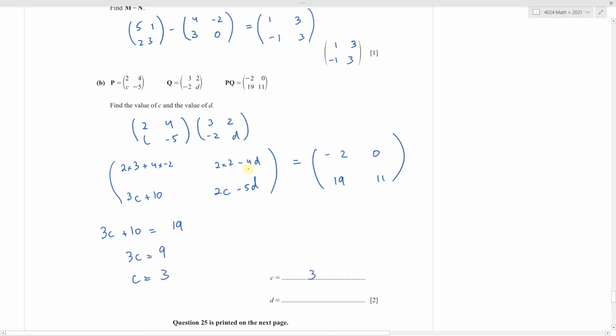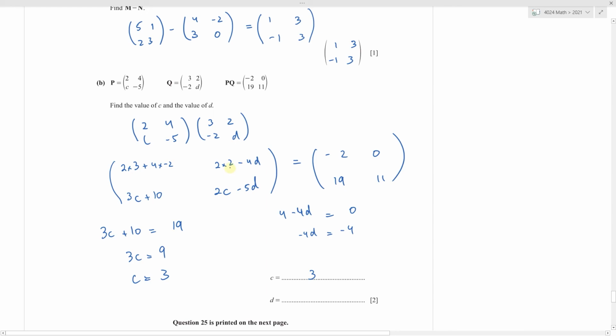And then we can use this equation, first row, second column, which is 2 times 2 is 4 minus 4D should equal. So you're taking first row, second column, which is 0. So minus 4D will equal minus 4. I think I made a mistake here.